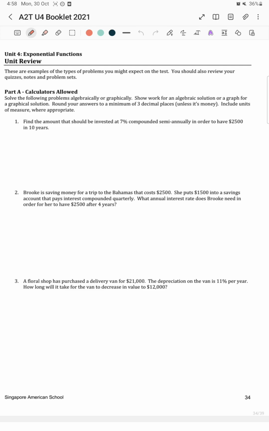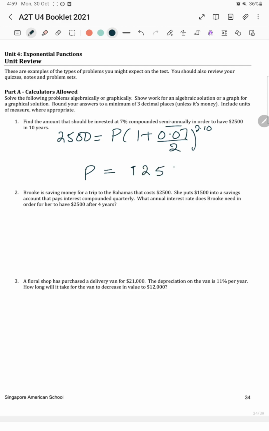So the amount given is 2,500, which is equal to P(1 + R) where R is 0.07 by T. How many years? It is semi-annually, meaning 2 times in a year, and 2 into 10. So after solving it, I will get P is equal to 1256.41.